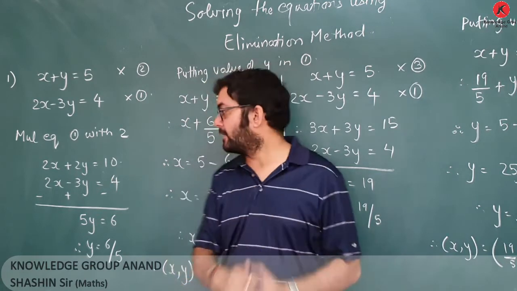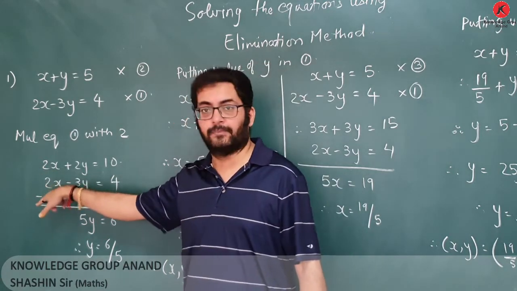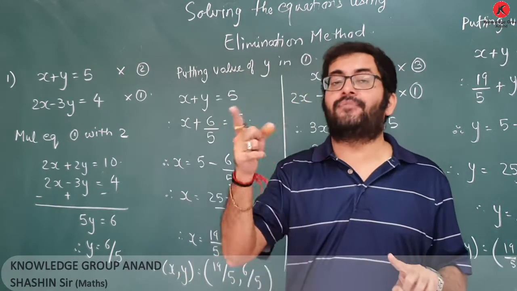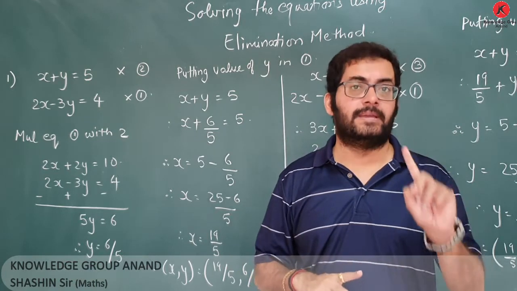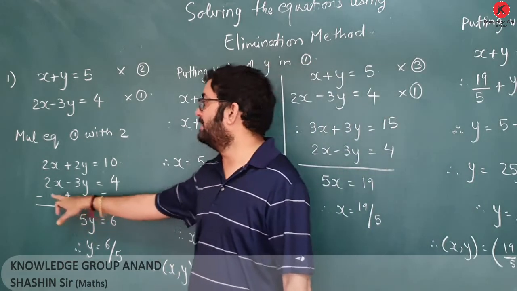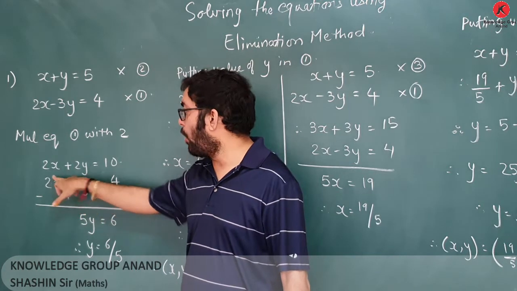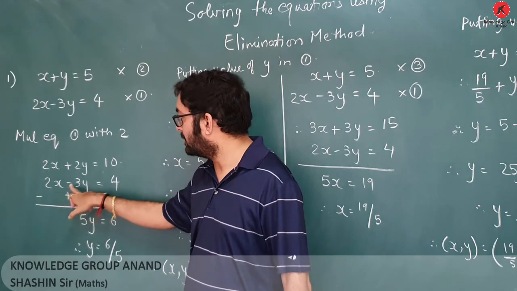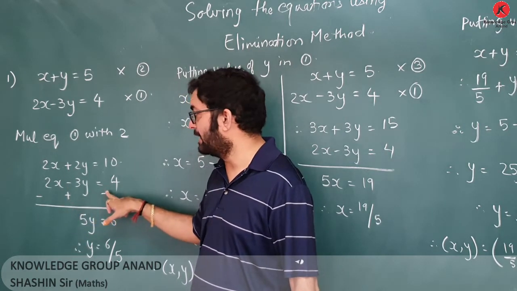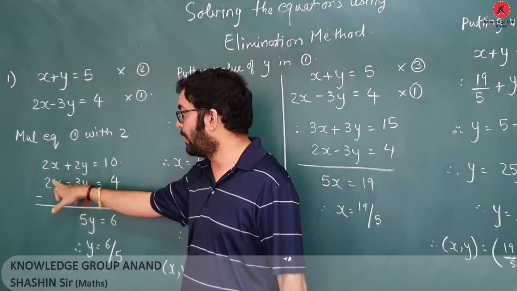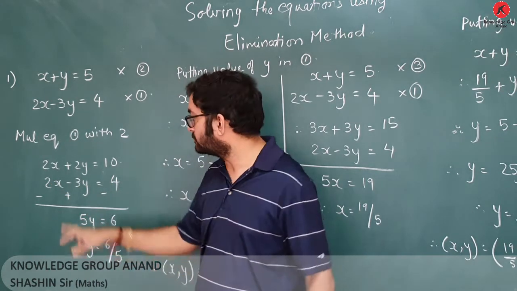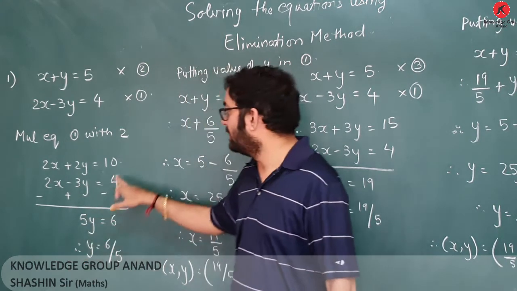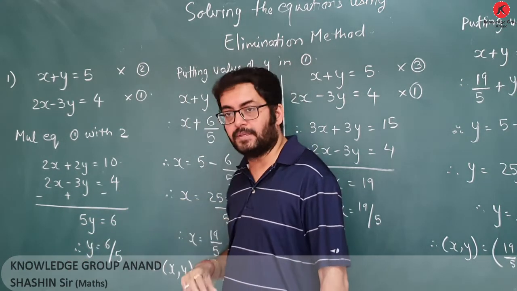Now the most important part. The coefficients of x are same, but their signs are same. Means both are plus. If I want to cut them, one of them should be minus. So I will change the sign in all the 3 terms in the second equation. So this plus becomes minus, minus becomes plus, and plus becomes minus. So now 2x and minus 2x got eliminated. 2y plus 3y gave me 5y, and 10 minus 4 gave me 6.